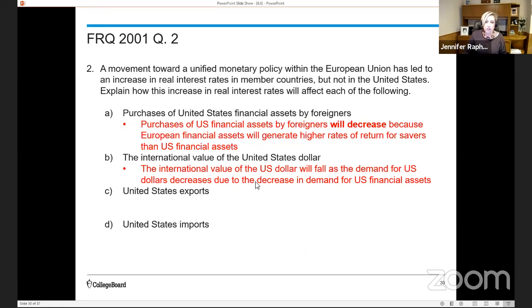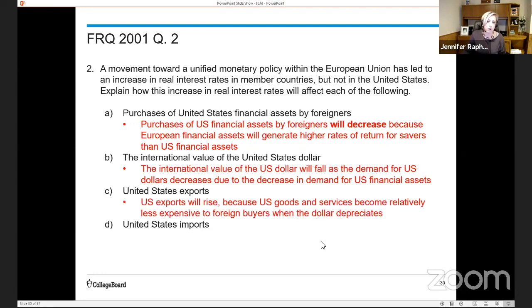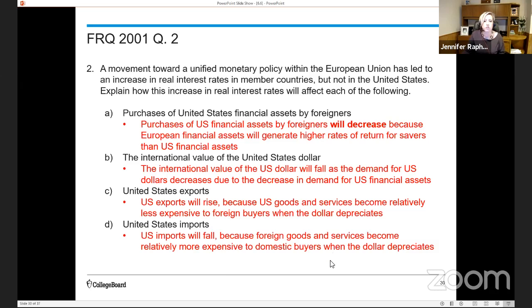Now, how about exports? Well, if the US dollar depreciates, then US exports are going to rise because they become relatively cheaper to foreign customers, and US imports from other countries are going to fall because foreign goods and services become relatively more expensive when the dollar depreciates. Again, those keywords in this explain point are relatively less expensive or relatively more expensive when you're talking about the price of goods and services denominated in a currency whose exchange rate has changed. All right, so that's a correct and complete answer to that FRQ.